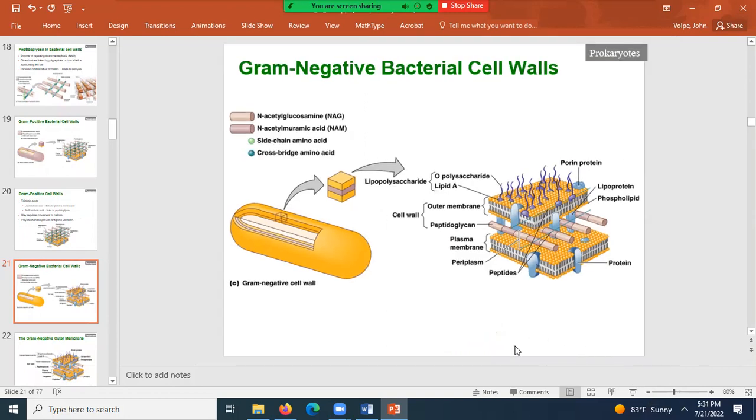Here we're seeing the gram-negative bacterial cell wall. It does have a peptidoglycan layer, but the peptidoglycan layer is much thinner than in the gram-positive.